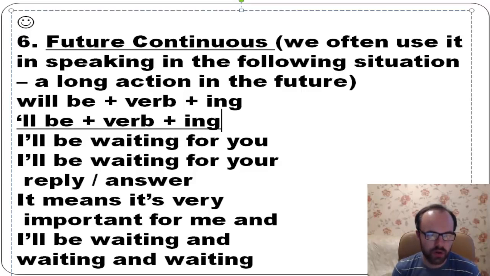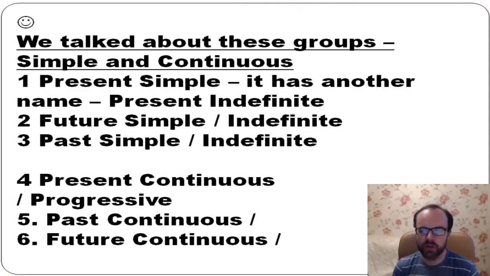Good. So, next. We talked about these groups, simple and continuous. Present simple, it has another name, present indefinite, future simple, future indefinite, past simple, past indefinite, present continuous, present progressive, past continuous, past progressive, future continuous, future progressive.